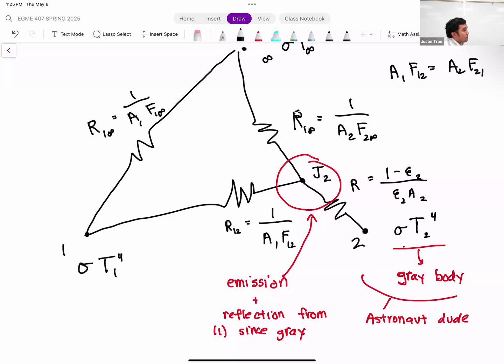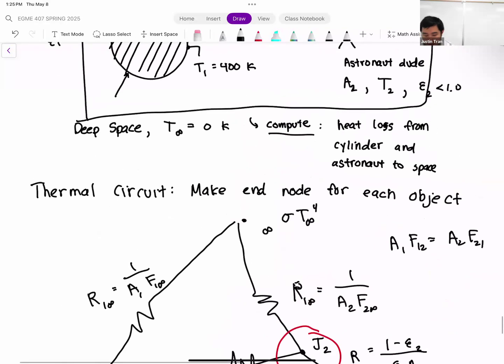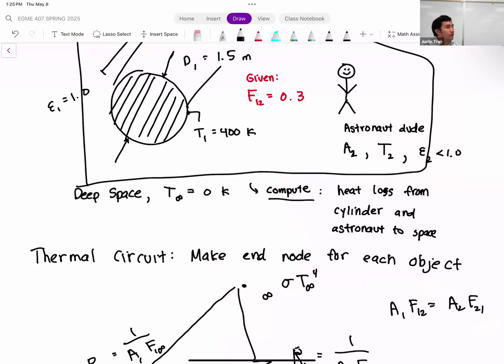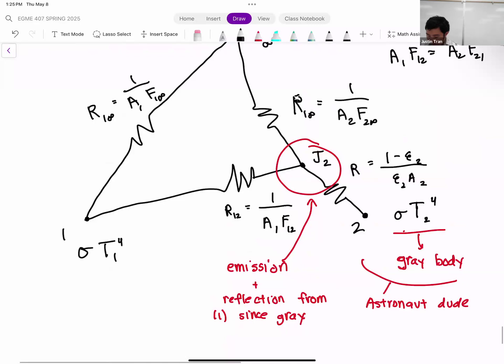But don't we want that for 2? You can compute area one. So area one, it's a cylinder, and so you can compute the surface area of the same. So it's up to you. Actually for this one, you're given A2, but you're also given F12. Usually it's a bit more difficult to find the view factor, so I would go with the view factor that you know.